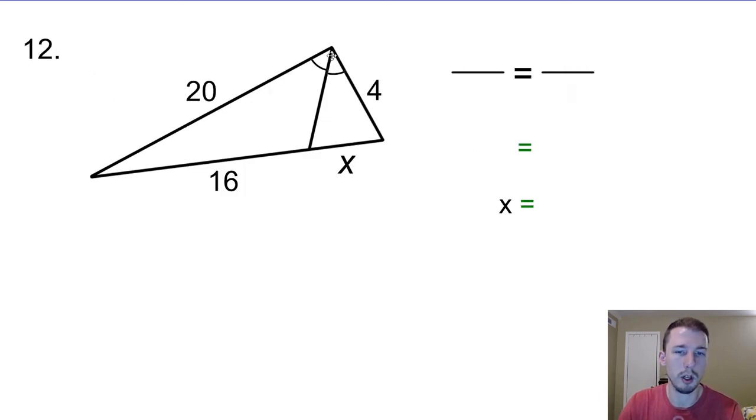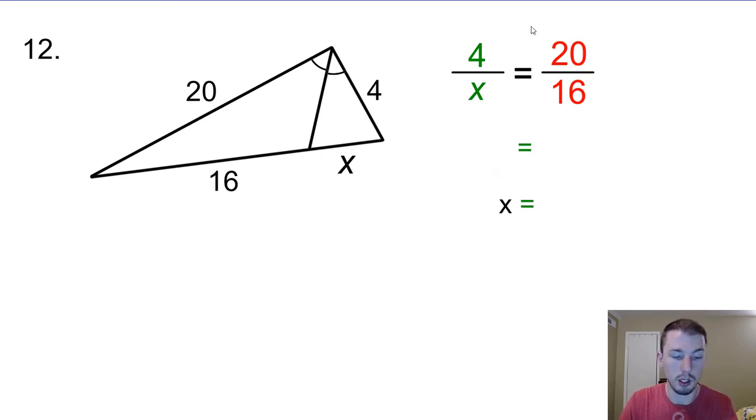Number 12, the angle is being cut by this angle bisector, meaning it cuts the opposite side in proportions of the other two sides. So in other words, 4 goes to x, or you can say 4 goes to 20, just as x goes to 16. So lots of different ways you can set it up.